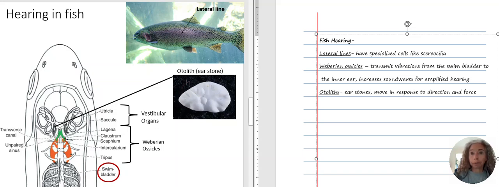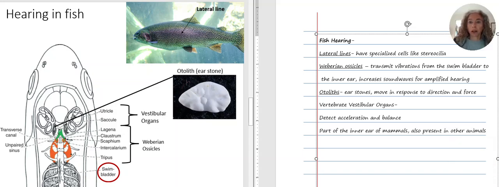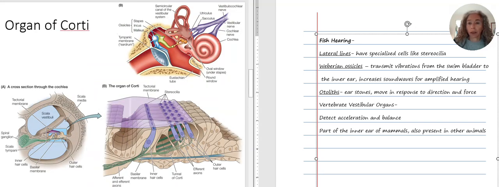Vertebrates also have vestibular organs, which help detect acceleration and balance. The otolith is part of that in fish, and you can see these coiled bones here. That is also part of that.